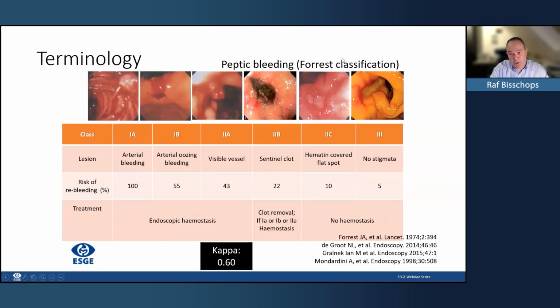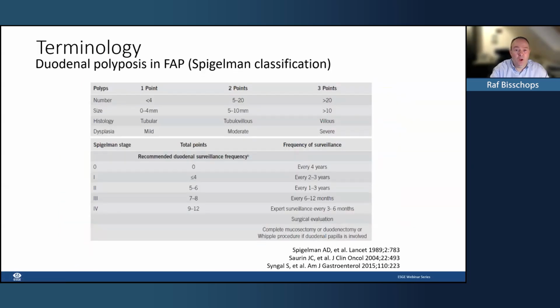Peptic ulcer bleeding, we use the Forrest classification because it again predicts the outcome of the patient and what you need to do with the patient. For FAP, we use the Spigelman classification for duodenal polyposis. It's been under discussion, but at least it gives an idea about the severity of the problem.